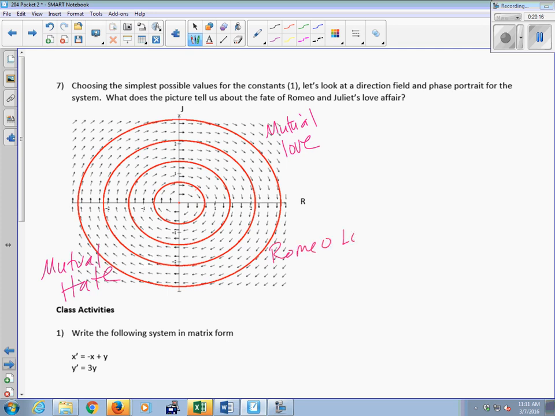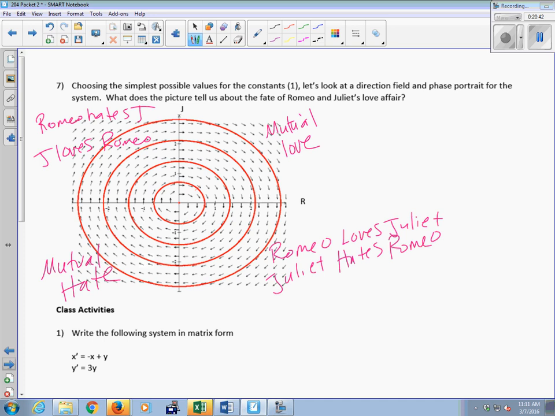This is a typical middle school relationship. Romeo loves Juliet, but Juliet hates Romeo. And then vice versa up here, right? Romeo hates Juliet, and then Juliet loves Romeo. Because here we're in negative R's and positive J's. So Juliet is in love, but Romeo is not.